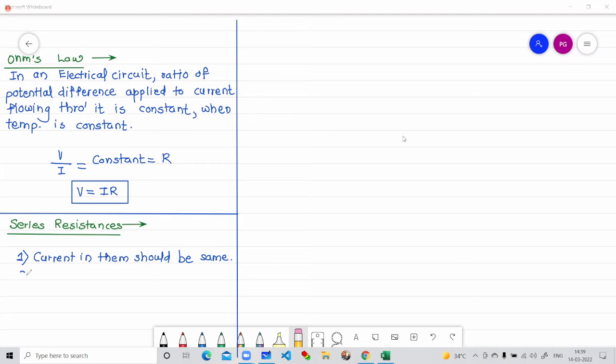And end point of first connected to the starting point of second.